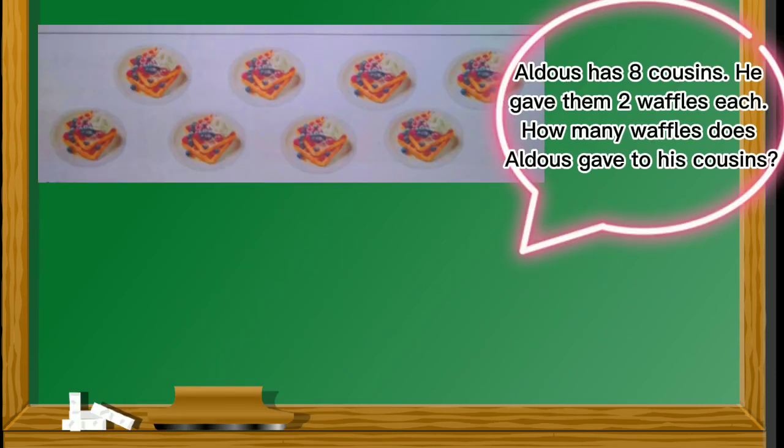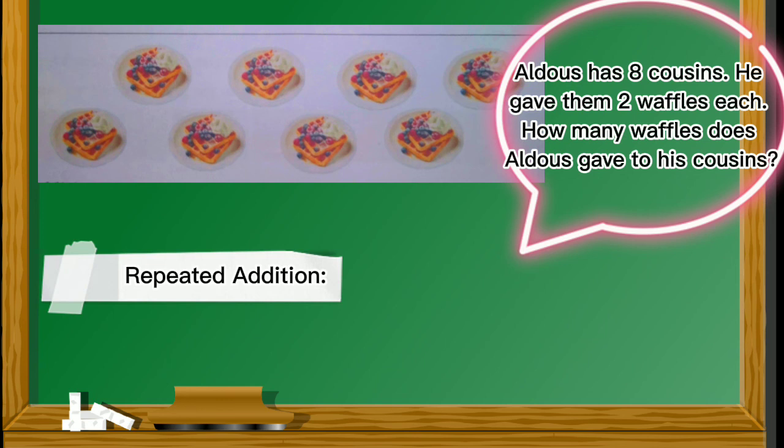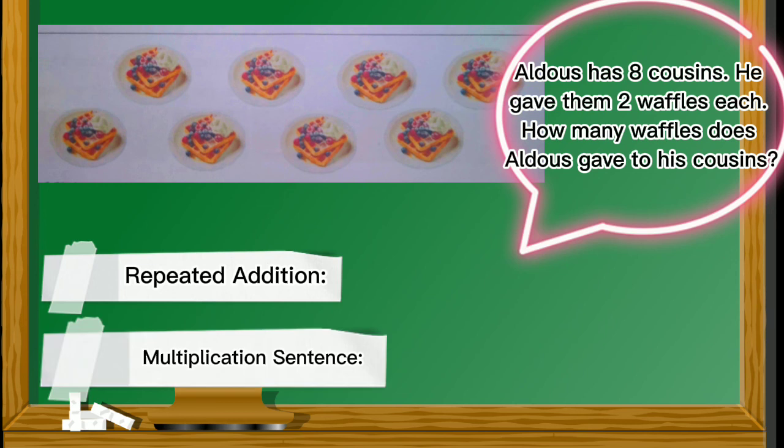And now you have to write the repeated addition and multiplication sentence of each picture from the situation below. The situation is Aldous has 8 cousins. He gave them 2 waffles each. How many waffles does Aldous give to his cousins? Your task here is to write the repeated addition and the multiplication sentence of this situation.